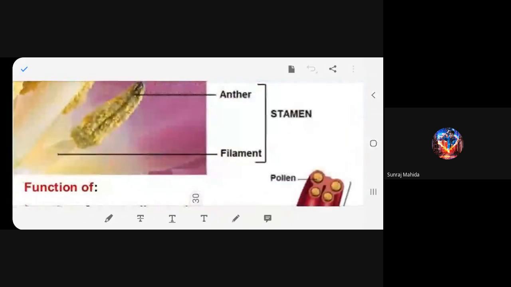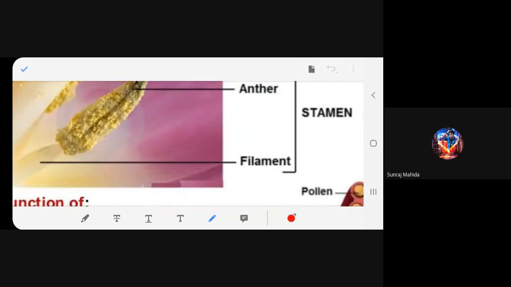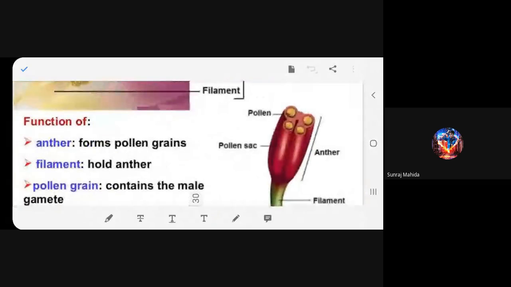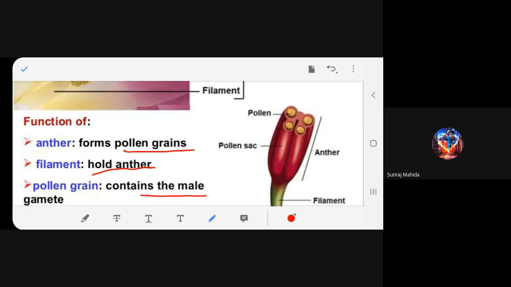Yes. Okay. So this is anther, and this is filament, and together it is called stamen. Now, what is the function of anther? It forms pollen grains. What is the function of filament? It holds the anther. And the pollen grain contains the male gamete or the male cell.